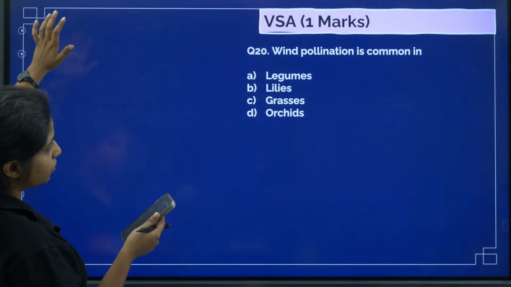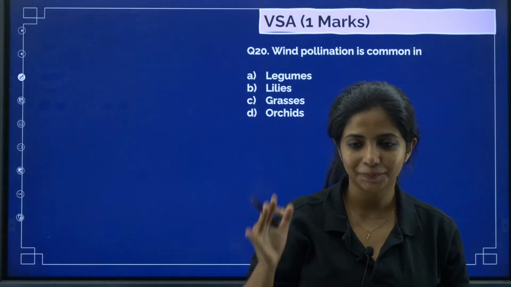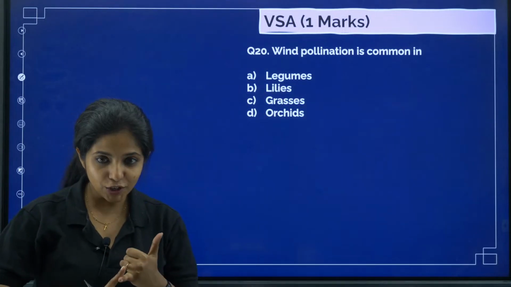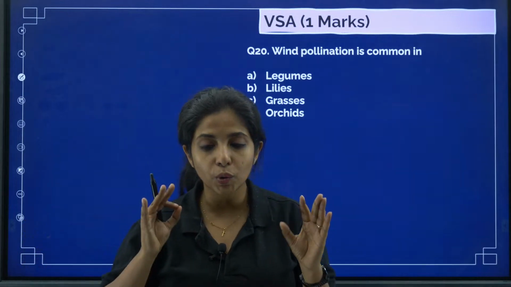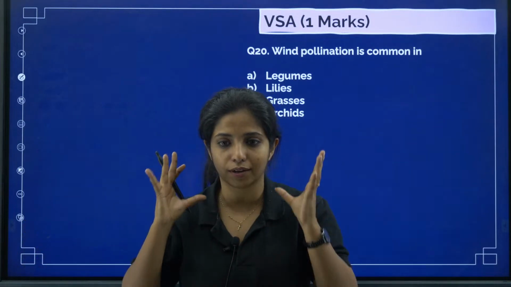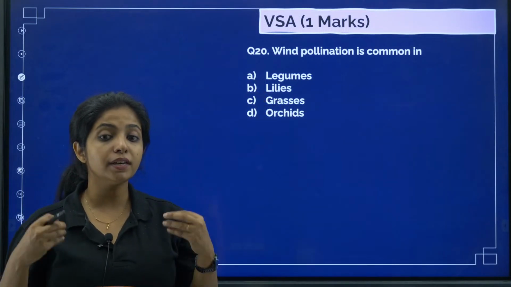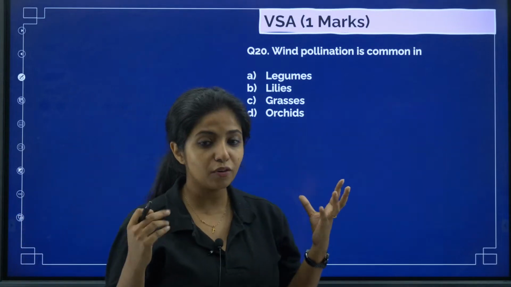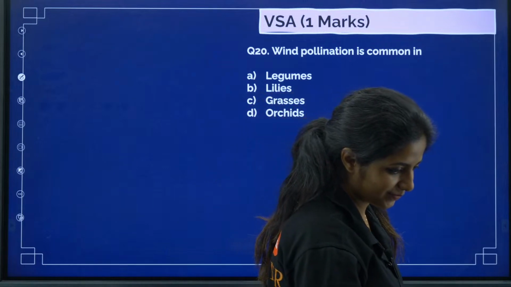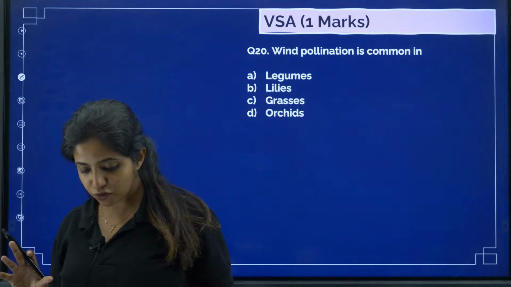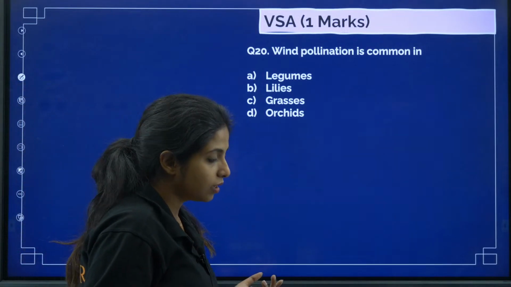Kudos, good. Now, wind pollination is common in, you tell me this. It is common in what? Legumes, lilies, grasses, orchids. Now, even if you do not know the answer, just use your brain over here. The common sense, you need that over here. Wind pollination is common in which type of flowers? Or basically which type of plants? Why did I say common sense? Because you only think about all the features that I told you about wind pollinated flowers, what they have and what they do not have.